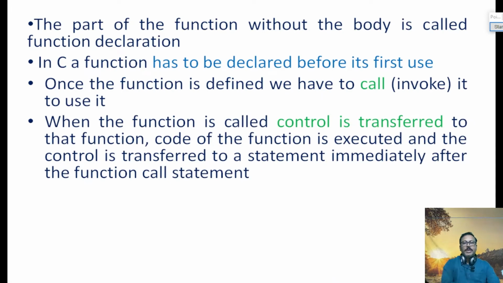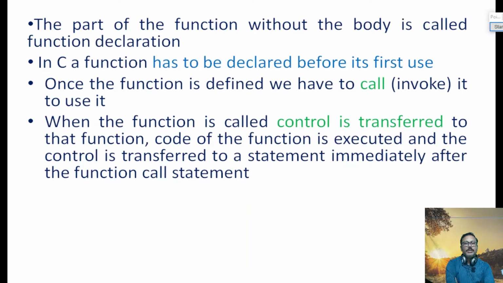In C, a function has to be declared before its first use. So we discussed that a function will be invoked or called, but if you want to invoke it, it has to be declared, similar to the variable. So in C, before you use any variable, it has to be declared. Similarly, if you want to use a function, then it has to be declared first.